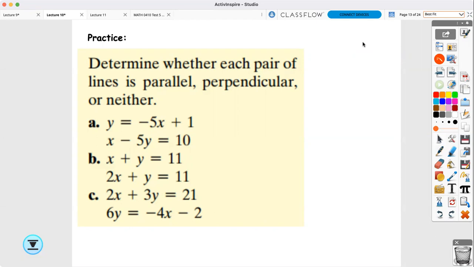We have a couple parallel lines. Anyone got something different or more of the same for A? This is for A.